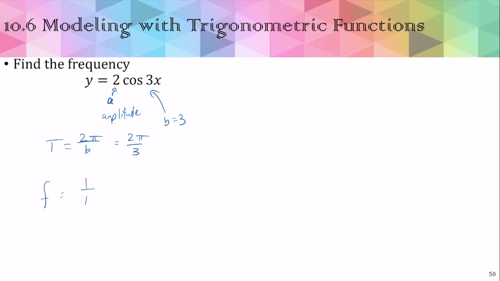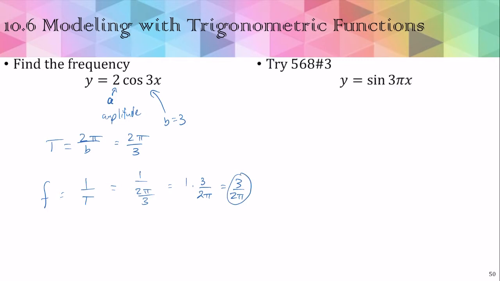Frequency is 1 over the period, so 1 divided by 2 pi over 3. You divide a fraction by multiplying by the reciprocal. So it would be 3 over 2 pi. Why don't you pause this and try number 3? You're done. The frequency should be 3 over 2 pi.